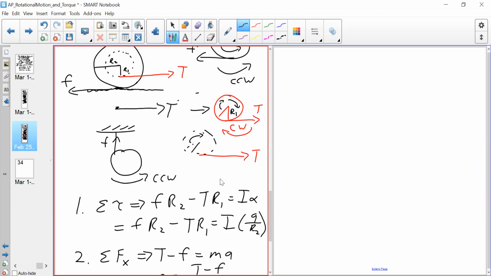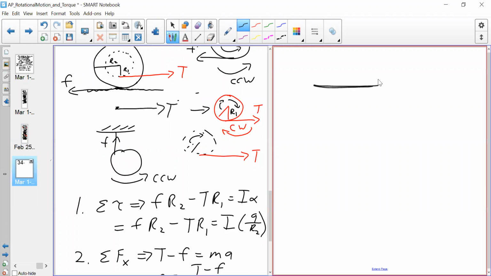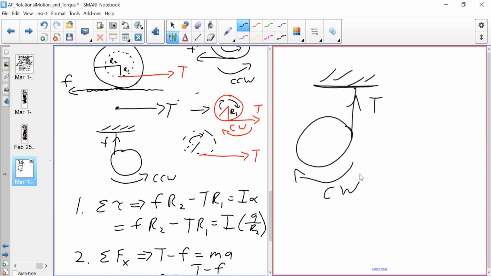Just imagine that this is a vertical yo-yo. I pulled up with tension T. This guy is going to come upward, but clockwise. Now I lay it down horizontal, same thing. Clockwise torque, counterclockwise torque, boom, boom. Set up your equations, and we're ready to go. That okay?